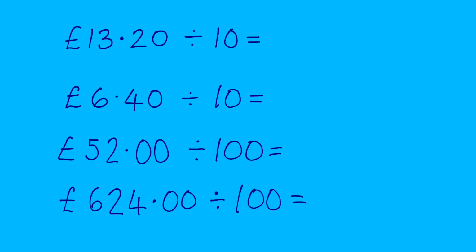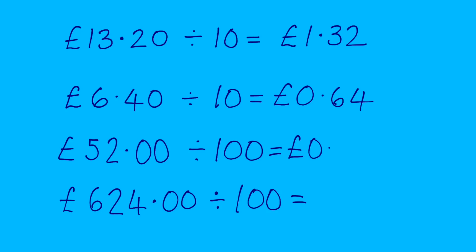Let's look at the answers. So £13.20 divided by 10 is going to give us £1.32. £6.40 divided by 10 is going to give us 64 pence. £52 divided by 100 is going to give us 52 pence, and £624 divided by 100 is going to give us £6.24. Well done. You should now feel confident dividing whole numbers and decimals by 10 or 100.